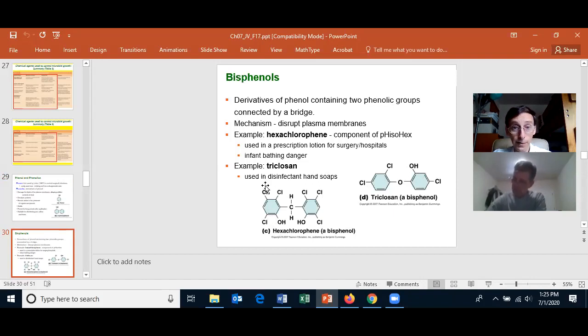Used in prescription lotion for surgery in hospitals. You're also not supposed to use it to bathe an infant because there's a danger of the infant swallowing it. It's also triclosan, used in disinfectant and hand soaps. Any question about biphenols?